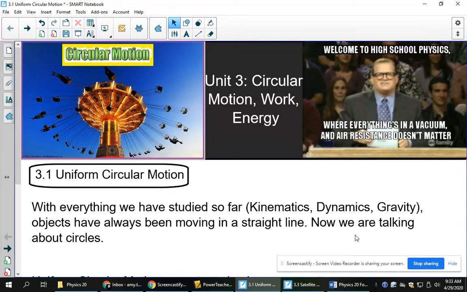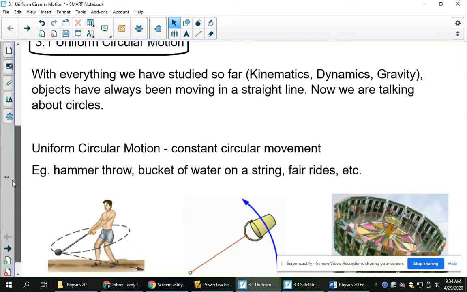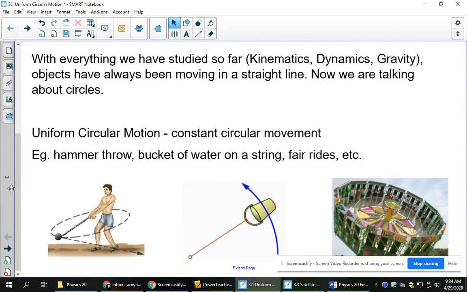Hello, today's lesson is 3.1 on uniform circular motion. So everything we've studied so far has been objects moving in a straight line, but now we're going to talk about objects that are moving in a circle. This is called uniform circular motion or constant circular movement. Just like uniform motion meant constant velocity before, that's what we're talking about here, but just in a circle.